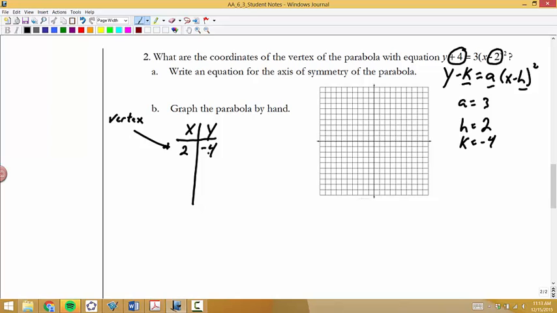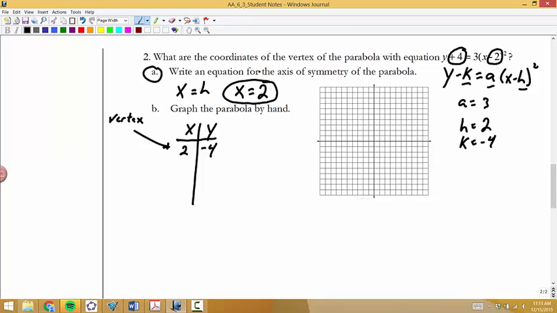Okay? Now, the other thing, let's go back to a here, and it says, write an equation for the axis of symmetry of that parabola. Well, the axis of symmetry we found out was always x equals h. Well, since h is equal to 2, in this case it's x equals 2. That would be our axis of symmetry for the parabola.